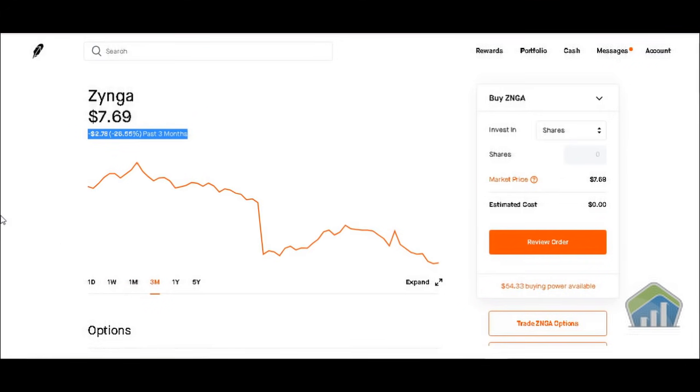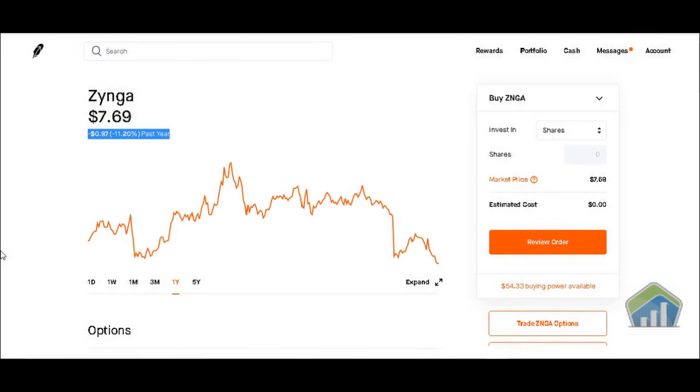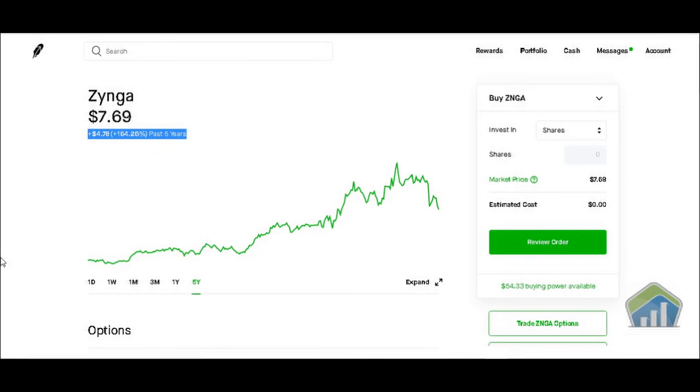The 3-month chart says that we're down $2.78 or negative 26.55%. The 1-year chart says that we're down 97 cents or negative 11.20%. And then we move on to the 5-year chart, which says that we're up $4.78 or positive 164.26%. So anybody that bought about 5 years ago, that's your price range right here, $2 and change, you're going to be smiling, right? Because you're still up and you've been up for a very long time.